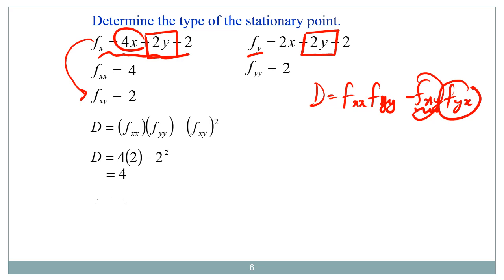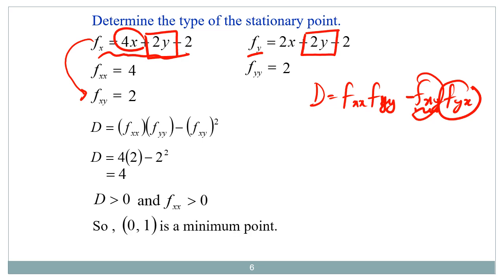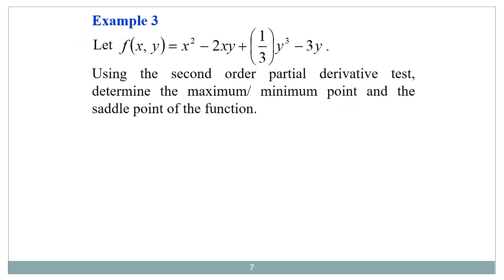So we have the value of D is more than 0. And our f sub xx is equal to 4, which is also more than 0. So what is this point? This stationary point is called the minimum point. So (0, 1) is a minimum point. That's the conclusion.